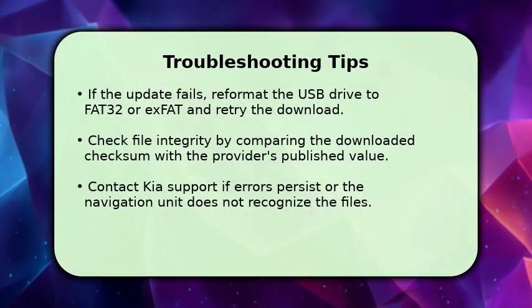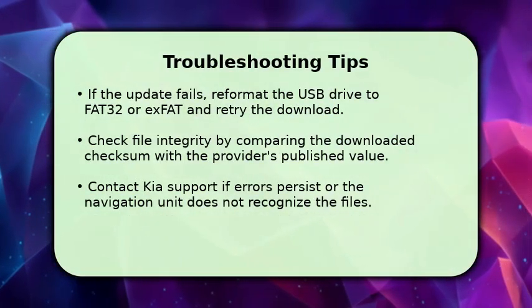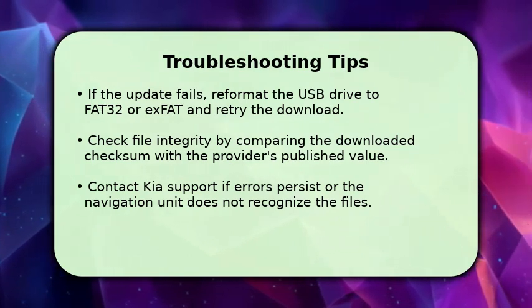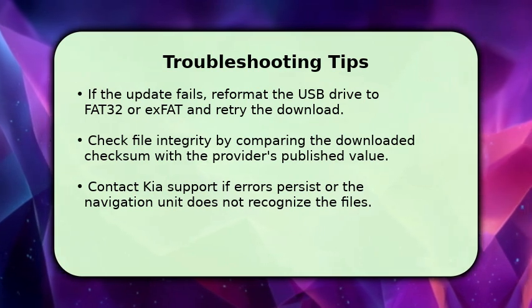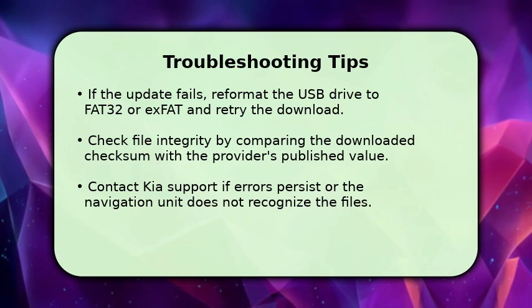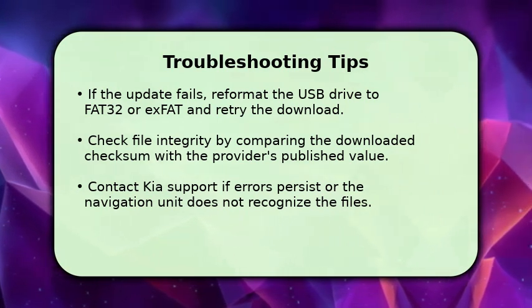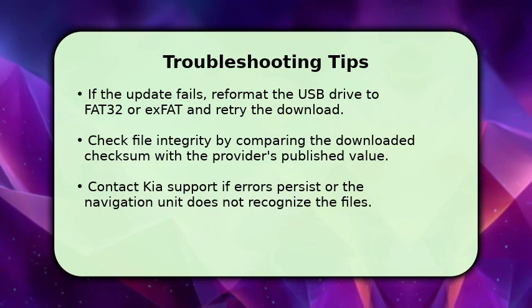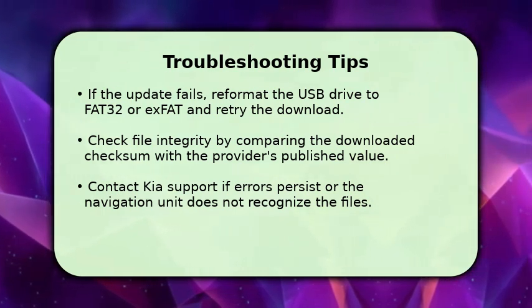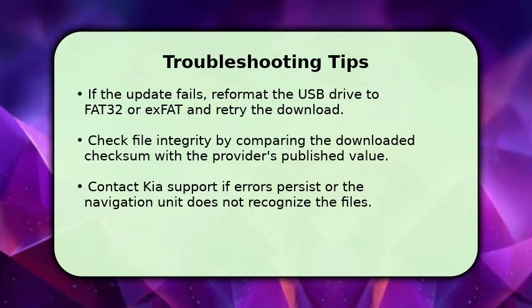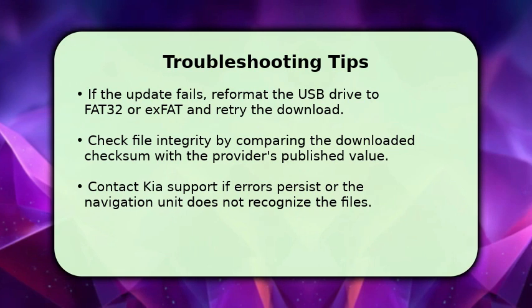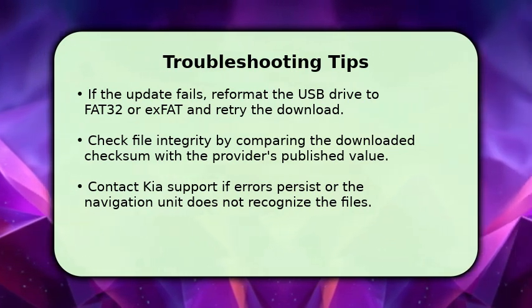If you encounter errors, stay calm and try simple fixes first, like reformatting the USB drive to FAT32 or exFAT and redownloading the package. Confirm the files are on the drive's root and that the file names match the expected structure. If the system still rejects the update, try a different USB port or drive and document error codes on screen. When all else fails, reach out to Kia support or a dealer for guided assistance.